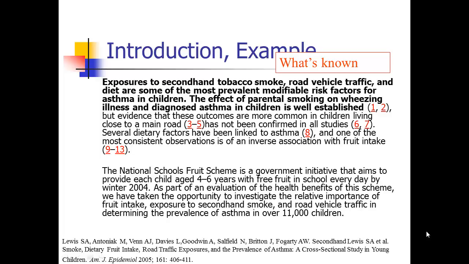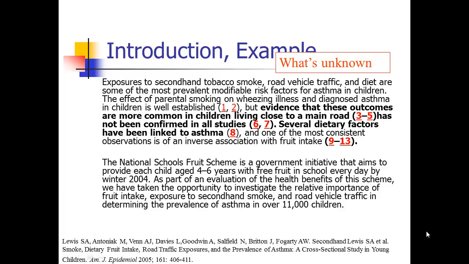However, now we're going to get to the what's unknown. The evidence for whether or not the road vehicle traffic and whether or not the diet and what elements of diet, the evidence there is a little bit less clear. So some studies have found that road vehicle traffic is a risk factor for asthma. Others have not found that. So there's some controversy. There's some unknown here. Also with diet, some dietary factors have been linked, but it's kind of unclear exactly which ones.